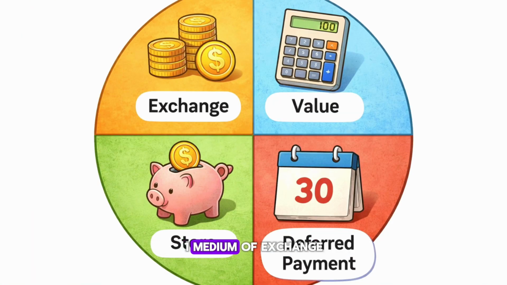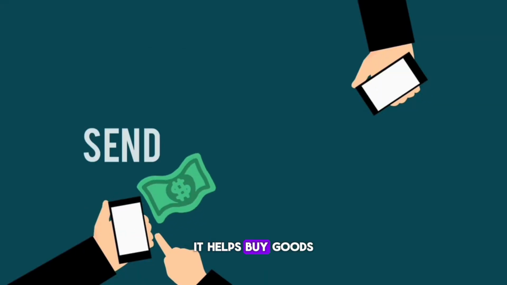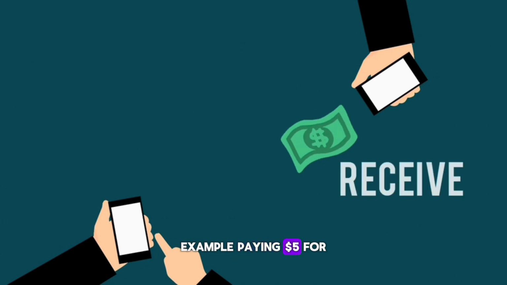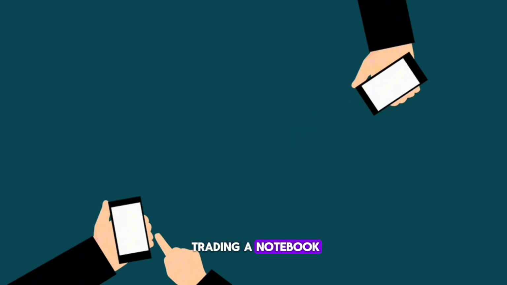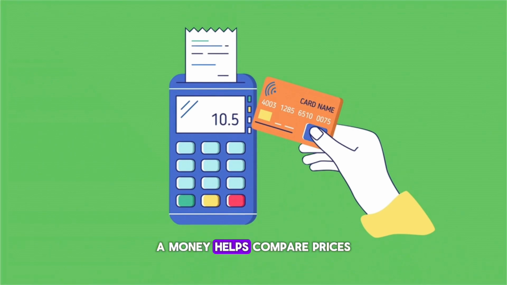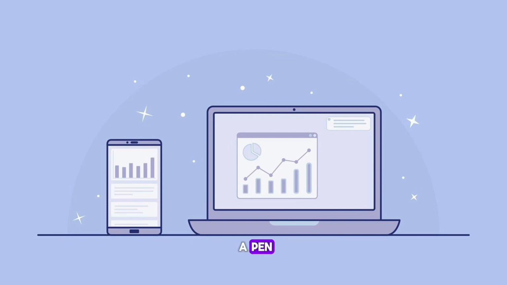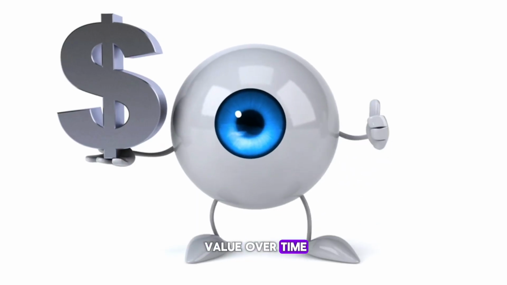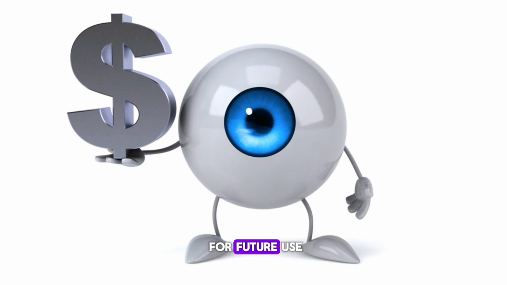1. Medium of exchange. It helps buy goods and services easily. Example, paying $5 for a burger instead of trading a notebook. 2. Measure of value. Money helps compare prices. Example, a laptop costs more than a pen. 3. Store of value. Money keeps its value over time. You can save it for future use.